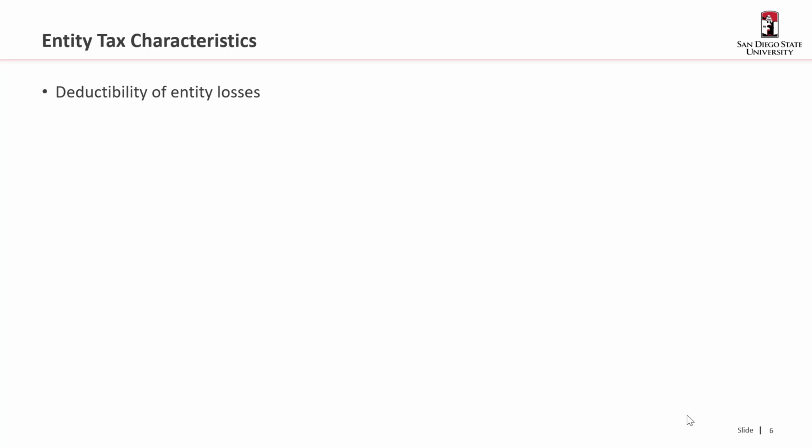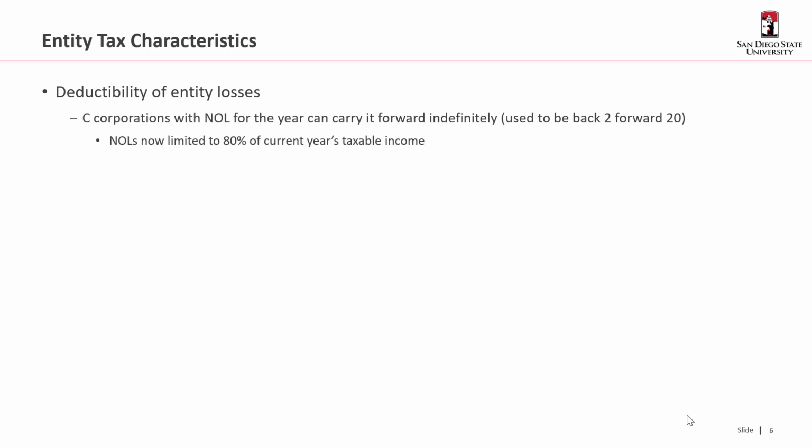So what about if your entity generates losses, right? We've dealt with an income generating entity. What about a loss generating entity? Well, a C corporation has an NOL, and it can, under the 2018 rules, carry it forward indefinitely. And don't worry, we're going to cover this later in the corporate chapters. Under the 2017 and prior rules, you used to be able to carry that loss back 2 years or forward 20 years. And currently, the law limits your NOL to 80% of the current year's taxable income. And again, you don't need to worry about getting caught up in how NOLs work yet. We'll cover that in a couple chapters.